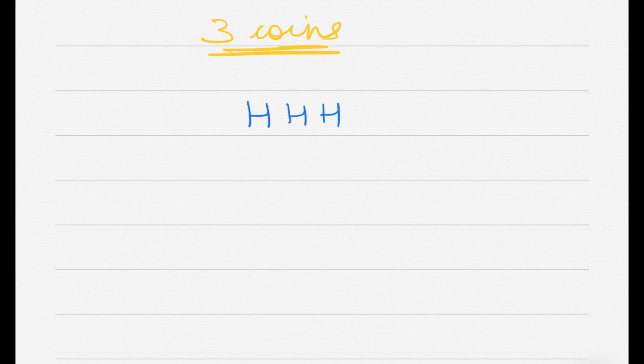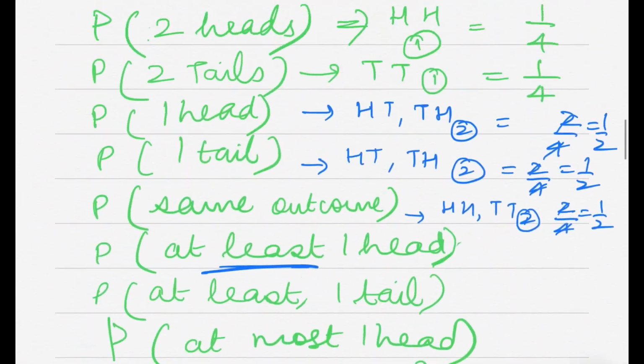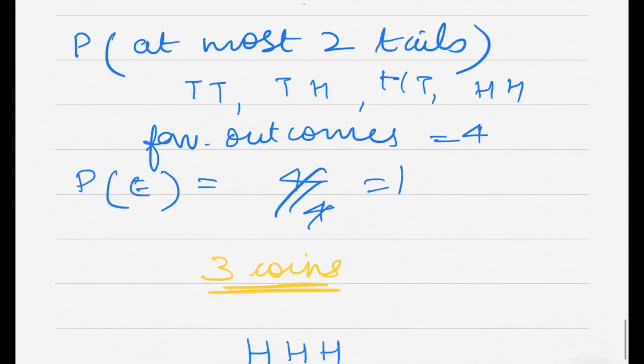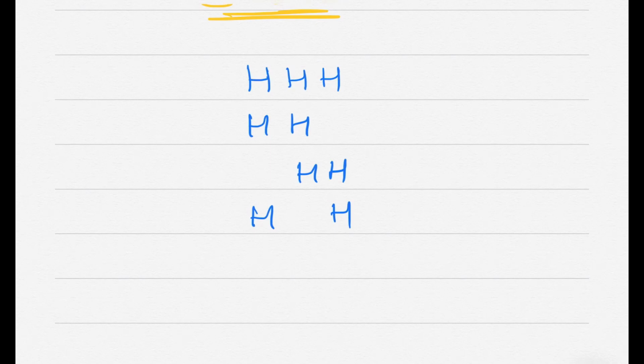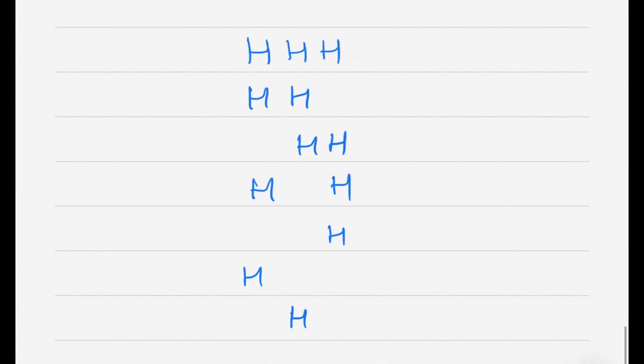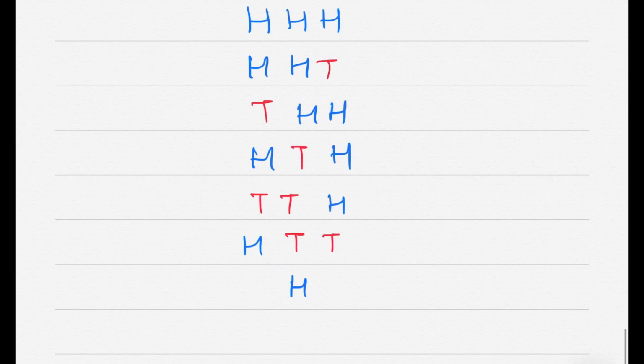So head, head, head. I was just checking the color because I wanted to take the same one. Or I can get head, head, tail, or tail, head, head, or head, tail, head. Then I'll have one head here, one head here, one head here. So now head, head, head, head, head, tail, tail, head, head, head, tail, head, tail, tail, head, head, tail, tail, tail, head, tail. Are these the only options, or do we have more? Yeah, we have one more: tail, tail, tail. So 1, 2, 3, 4, 5, 6, 7, 8 outcomes.